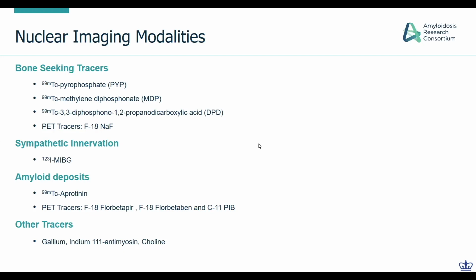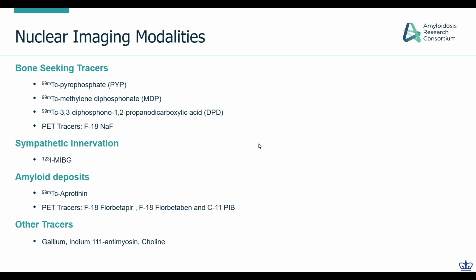Now, all these bone-seeking tracers can diagnose TTR cardiac amyloid, and there's no uptake in AL or control patients of these bone-seeking tracers. So the other tracers which are available are MIBG, which is a sympathetic neurotransmitter radionuclide analog. And this is approved for heart failure patients and is used for prognostic value of MIBG in heart failure patients. And this is used in patients who have TTR with FAP.